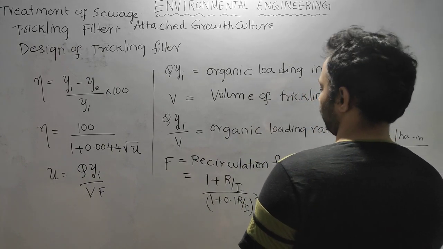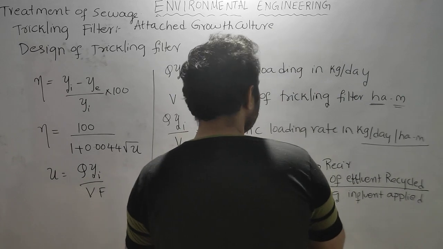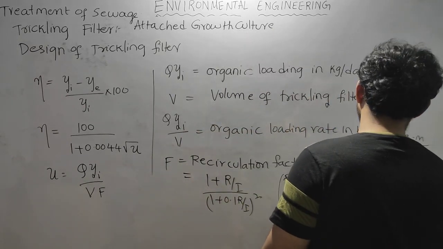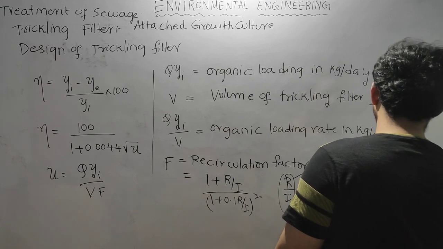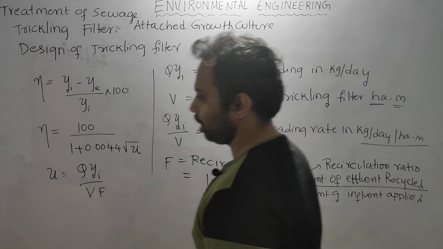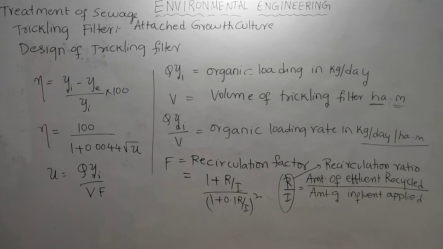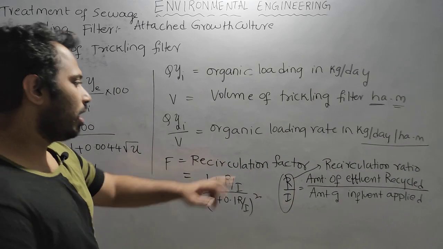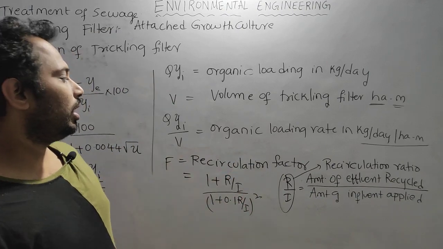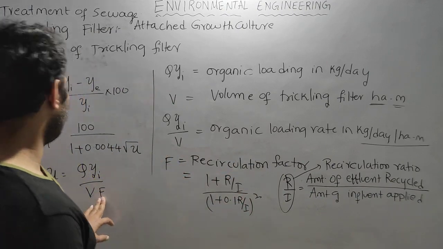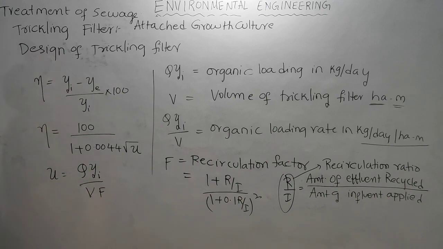There is a difference between recirculation factor and recirculation ratio. You need to look into the question to see what was given. If it is the recirculation ratio, then you need to put it in the formula and find the recirculation factor. If the recirculation factor is directly given, then you can directly substitute it here. So look into the question properly.